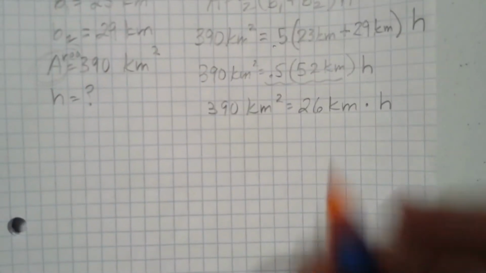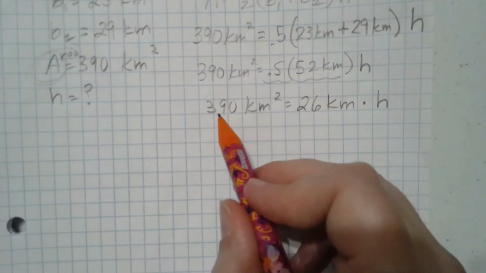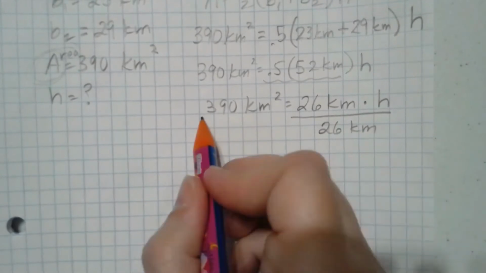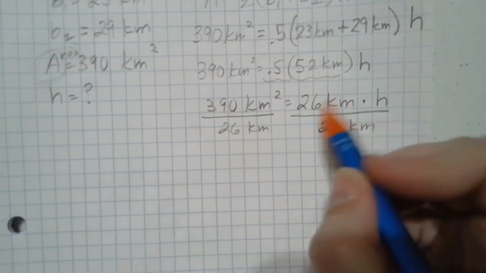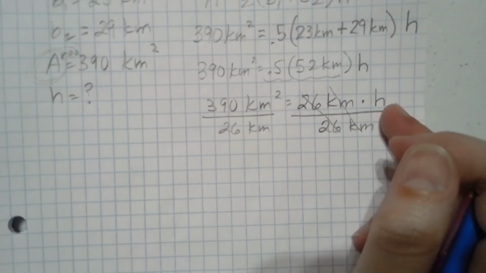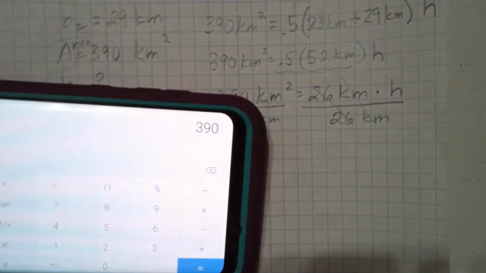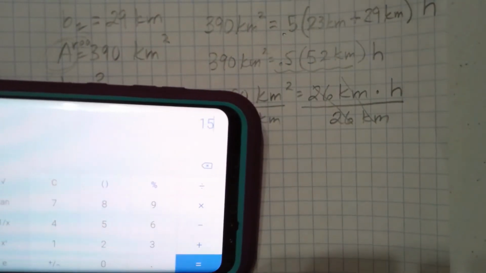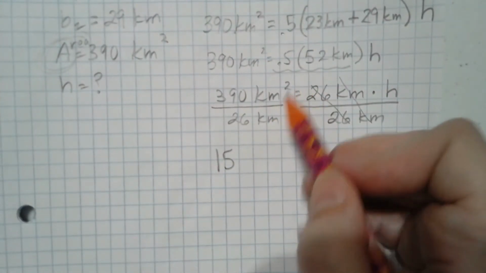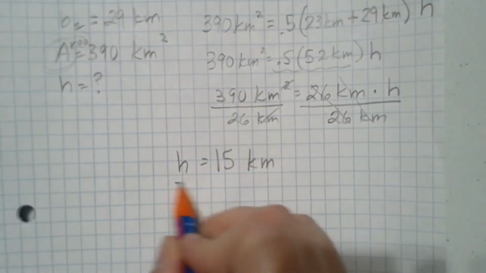Times the height. And then if I want to get rid of this 26, 26 times what value is going to give us 390. So to undo multiply by 26, we're going to divide both sides by 26. 26 divided by 26, kilometers divided by kilometers, leaves us with just H by itself. And over here on this side, 390 divided by 26 makes 15. And kilometers squared divided by kilometers is going to give us kilometers for our height.